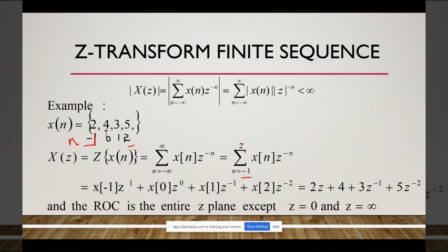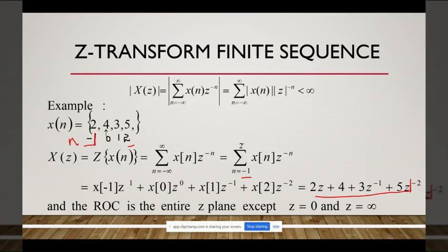x of n z power minus n. x of n value is 2 at n is equal to minus 1. So x of minus 1 is z inverse, x of 0 is z power 0, x of 1 is z power minus 1, x of 2 is z power minus 2. Just expanding the summation as per the Z transform formula. At x of minus 1, the value is 2, so 2 is substituted here. At x of 0, the value is 4, so it is substituted. 4 into z power 0, z power 0 is nothing but 1. What is x of 1? It is 3. x of 2 is 5. So we get the finite sequence Z transform like this.